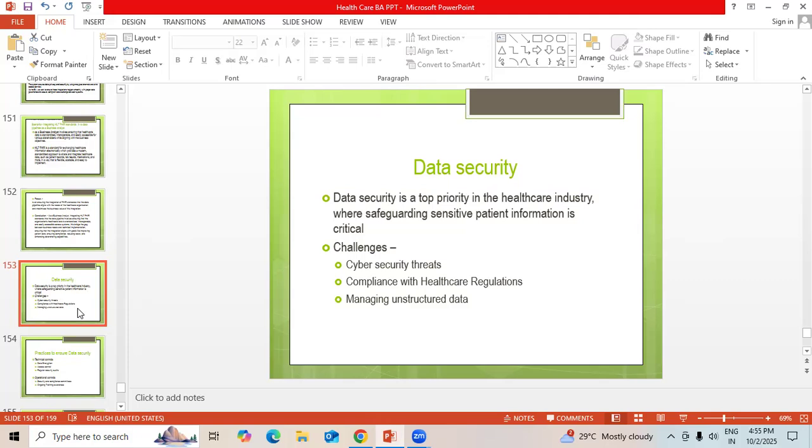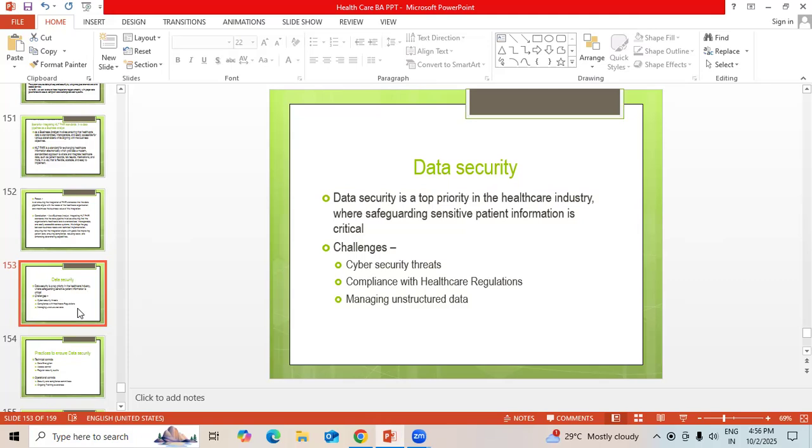Next, compliance with healthcare regulations, because we must ensure compliance with regulations like HIPAA, which requires healthcare organizations to implement stringent data security measures, so that there is no compliance failure, which can result in severe penalties and loss of trust.